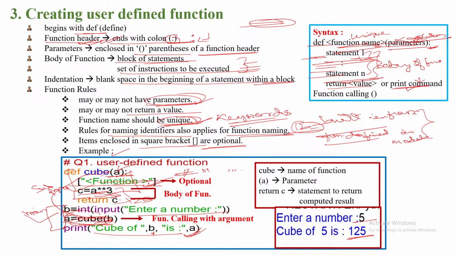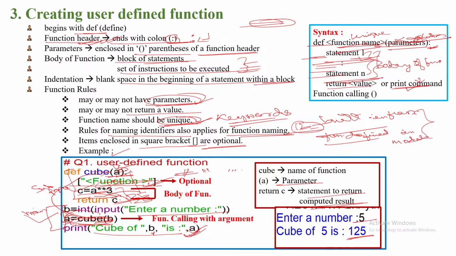So here we are passing 5. So C equals 5 power 3. Then return C. In C, what is the value there? 125. Where will this 125 be saved? In the A variable, right? And this A will come here. So cube is what? The name of the function. A is the parameter, and return C is the statement to return the computed result. This is the value to return, meaning generate the result, right?